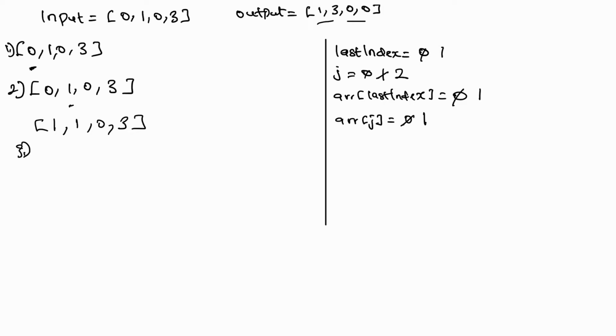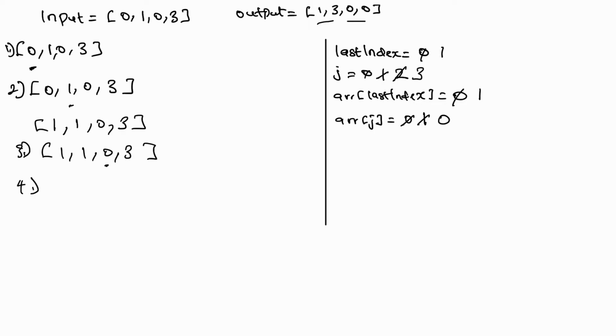Now in the next iteration, we have 1, 1, 0, 3. J is at 2. The array at j is 0. We check if the array at j is not equal to 0. That condition is not true. So we skip it and we increment j by 1. So we have 3.